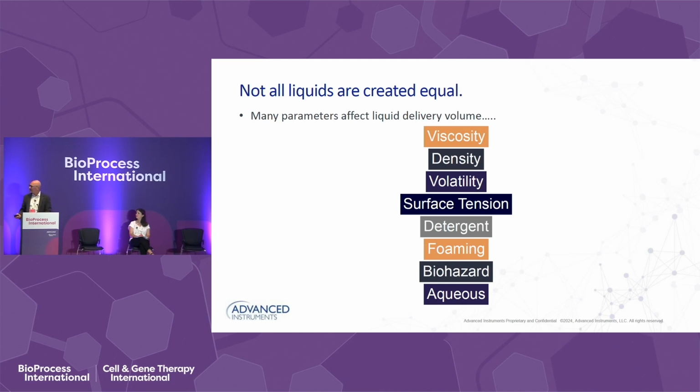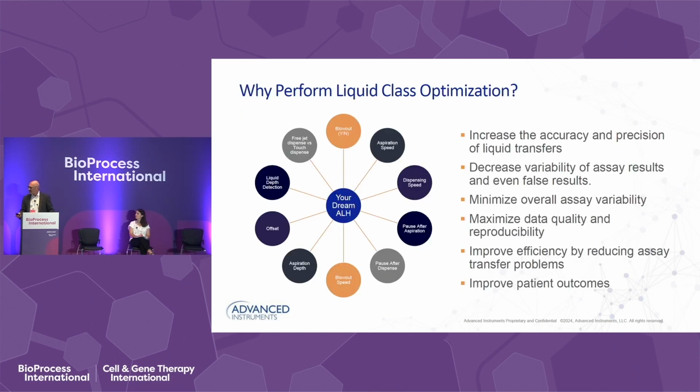As you can see, these are just some of the attributes of fluids that can affect your deposition volumes in your ALH deposition. This next slide, the graphic on the left, shows what we like to call our dream ALH. Since there is no ALH out there that has this full array of settings, it's critical to get the liquid class equivalent and a precise measurement method such as dual dye ratiometry for your assay to assure microliter volume deposition. If you get the correct liquid mimic and optimize the ALH, you'll be able to increase your accuracy and precision, minimize your overall variability, and most importantly, improve patient outcomes.